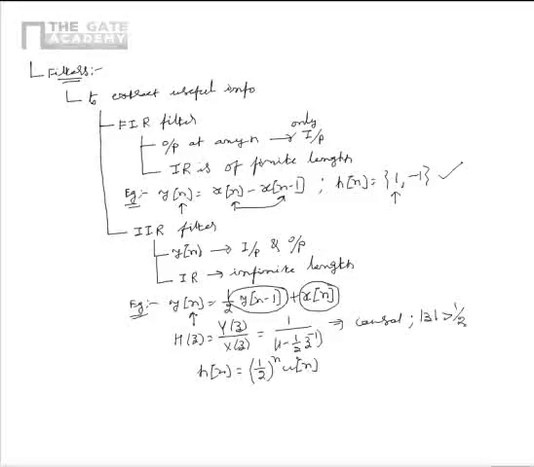So from this we see that in case of IIR filter, the output y of n depends on the output at other instants and the input. Also we see that in this case, the length of the impulse response is infinite, in the sense that if h of n is plotted with respect to n, we see that h of n dies out as n tends to infinity.